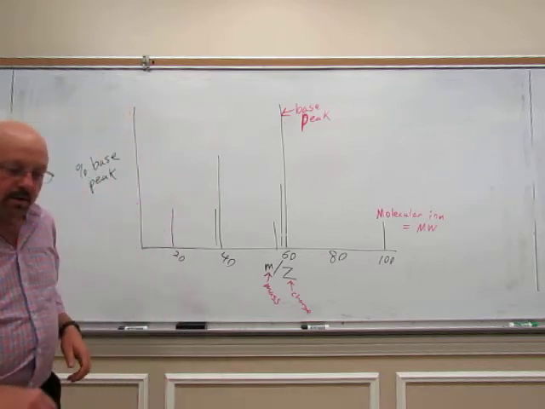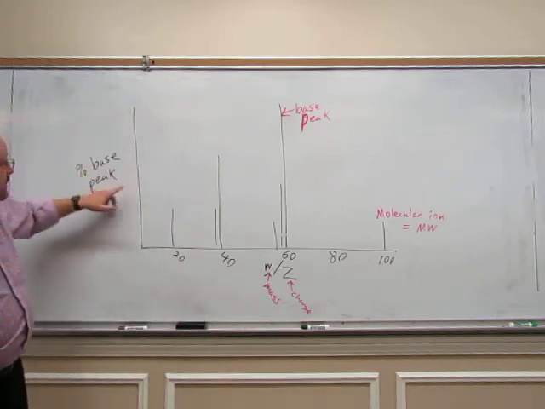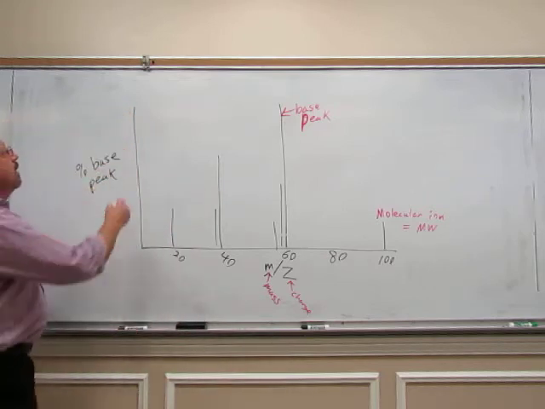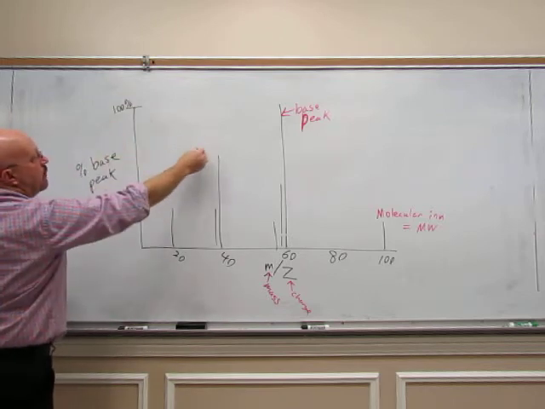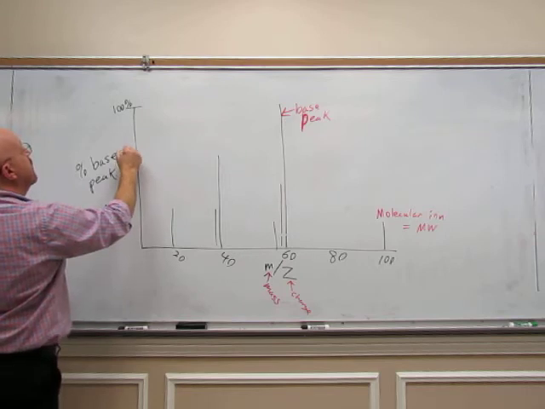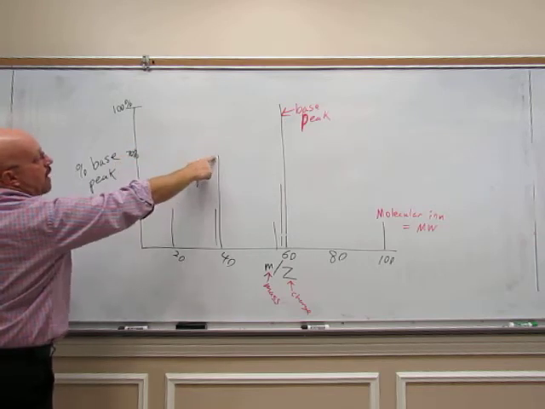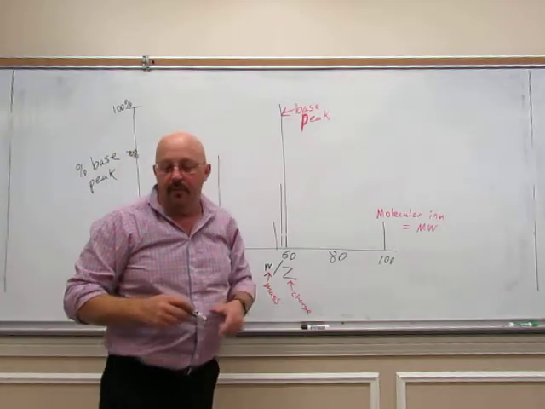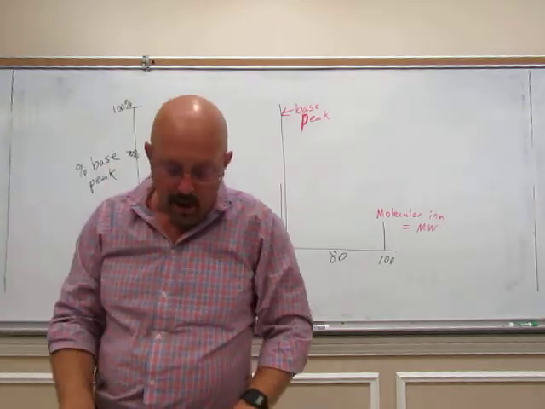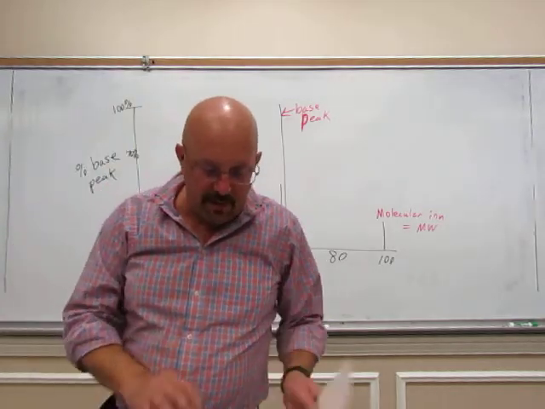Okay, and again, the y-axis was a percentage of the base peak. So this would be 100%. And like this one here, maybe that's 70%. It doesn't matter. It's just a percentage of the base peak, just relative to that base peak. Let's talk about the fragmentation.